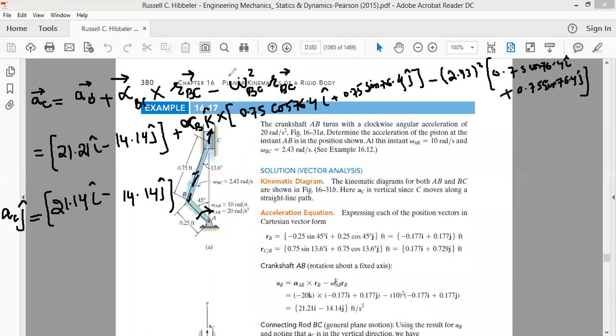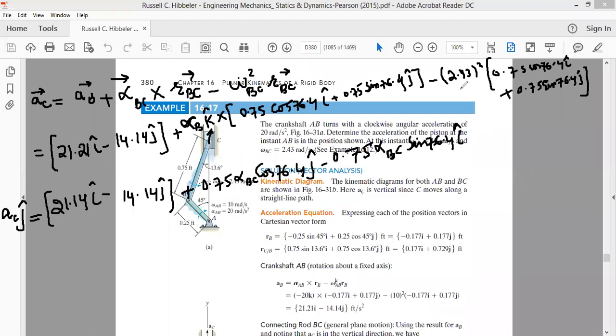Then we have alpha BC. K cross i is j, so this is plus 0.75 into alpha BC cos of 76.4 degrees j. Then we have k cross j, which is minus i, so it is minus 0.75 alpha BC sine of 76.4 i, and the minus sign is here.